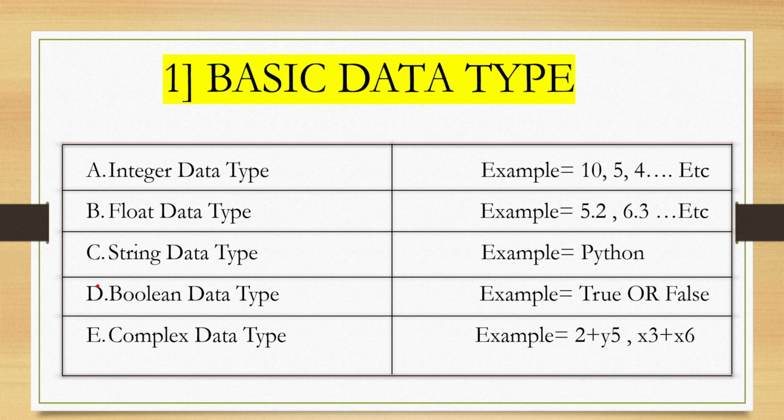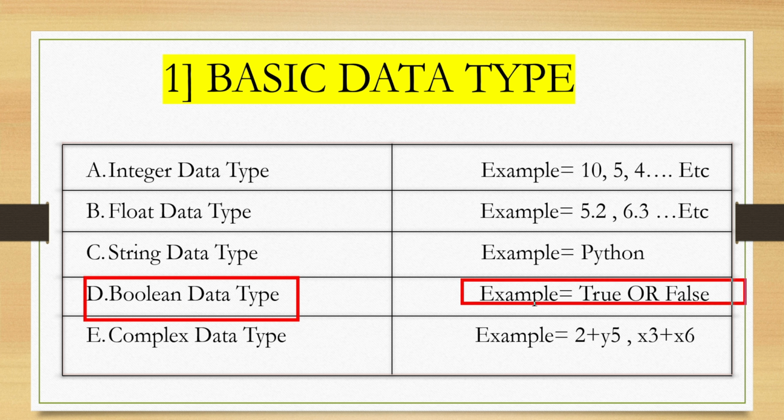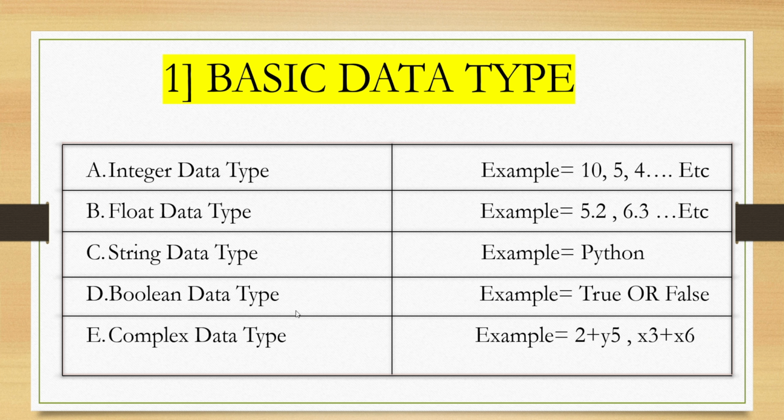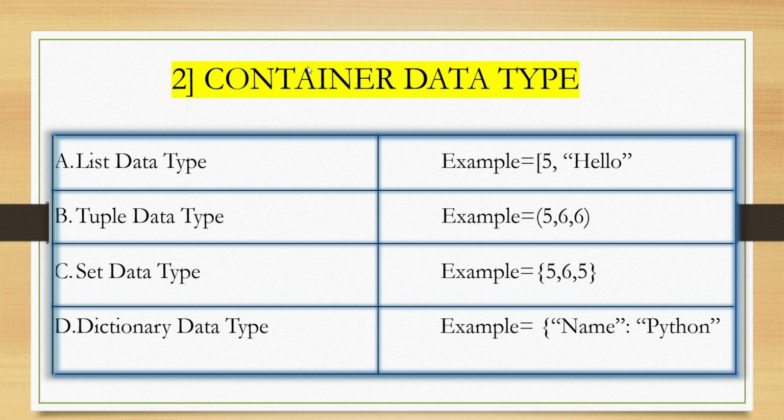Another type of data is the Boolean type, which is in true or false or yes or no statements. We will continue with this type of data in further videos, because it has so many queries. So we will cover it in another video. Now we will go with the next type of data, which is the container type.